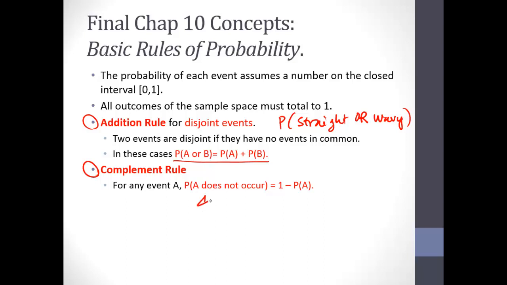And then the complement rule. This is like the probability of not having curly hair. So the probability that some event does not occur is equal to 1, because that's the probability of everything, 100%, and then I'm subtracting off the probability that it does occur. So again, the probability of not having curly hair was equal to 1 minus the probability of having curly hair.